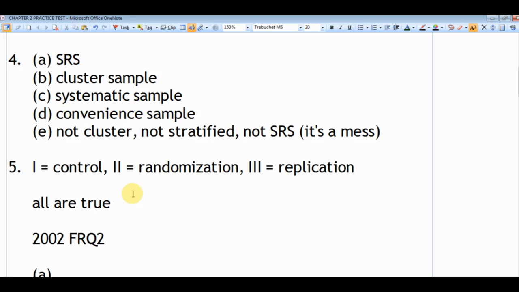2, randomize the subjects into treatment groups. Again, that's another principle of experimental design called randomization. Randomization means random groups. Lastly, 3, use a large number of subjects to control for small sample variability. Yes, that's another experimental design element. It's called replication. You're doing the experiment many times with many subjects. So since they are all part of the principles of experimental design, they are all important in designing an experiment, all of the above.